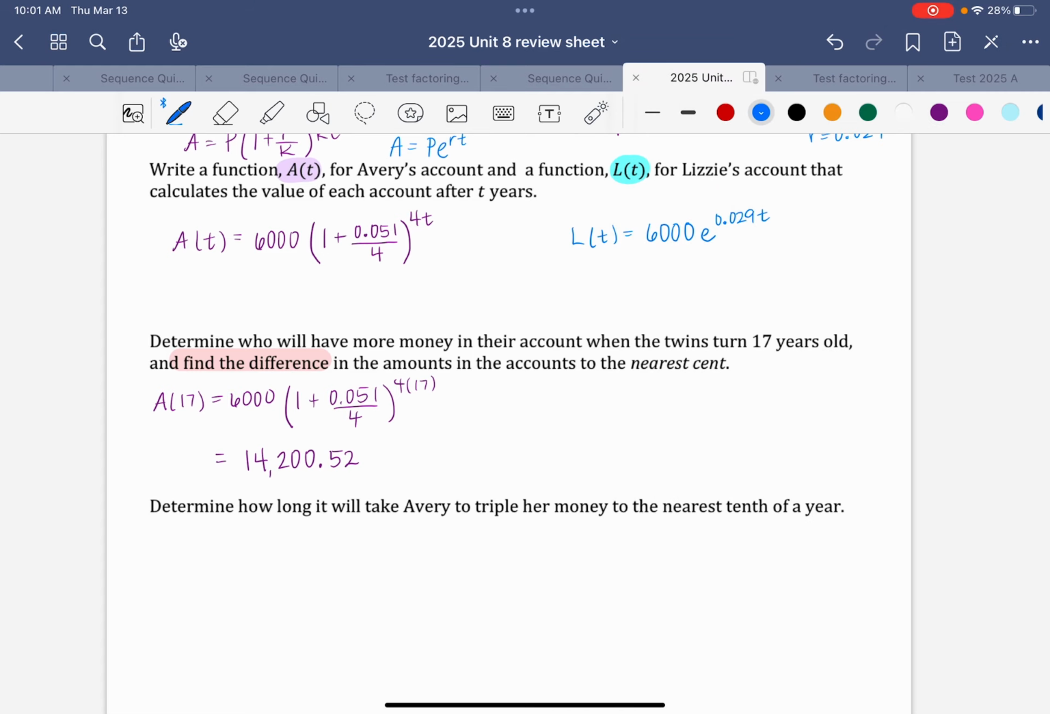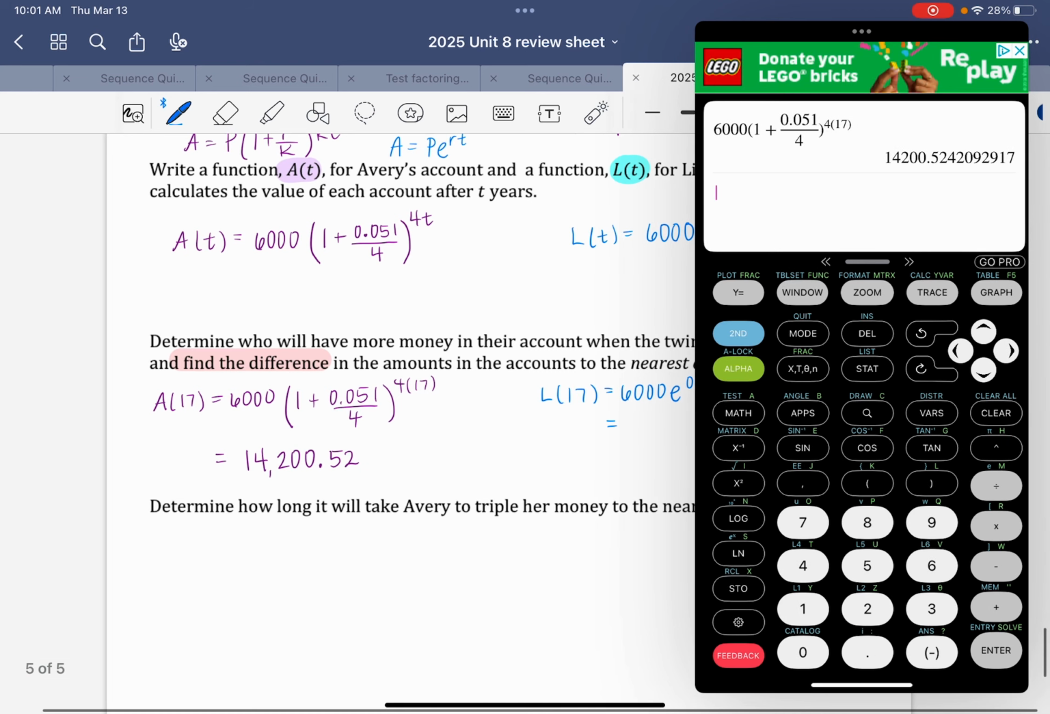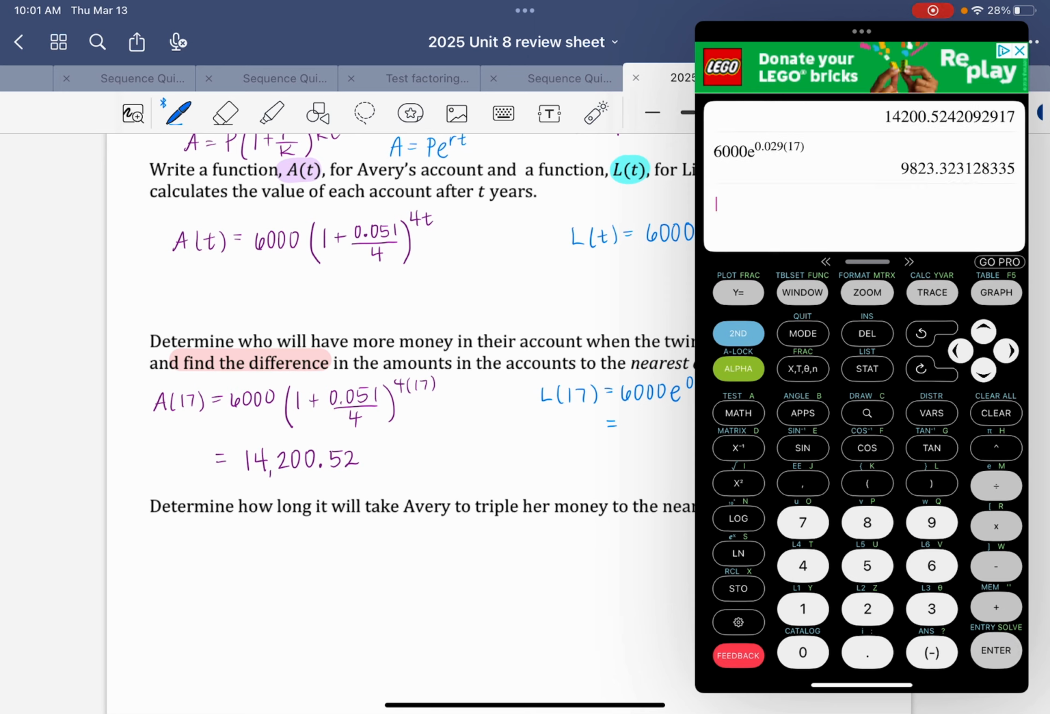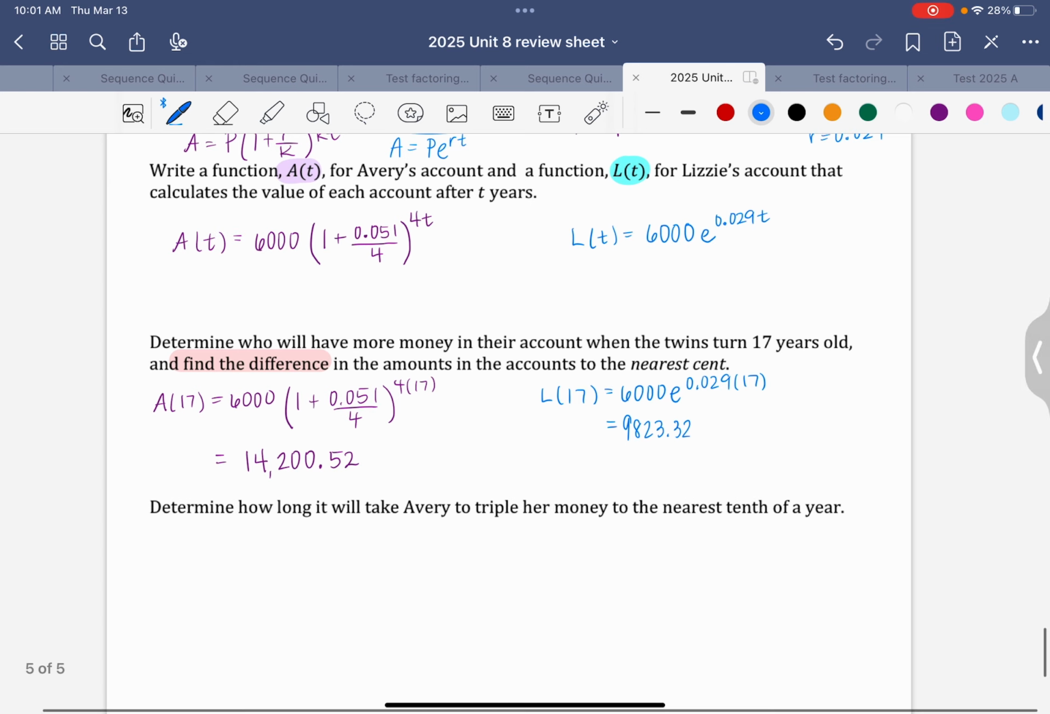Then I'm going to do the same thing for Lizzie. So I'm plugging in a 17. I'm going to type that into the calculator. So it was 6,000. And then it was E to the 0.029 times 17. And we got $9,823.32. Okay, same thing, that next number after the 2 was smaller than 5, so we just let it go.